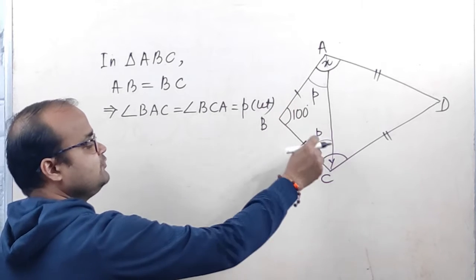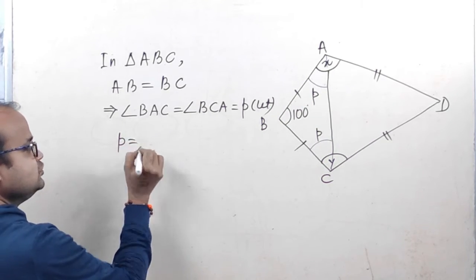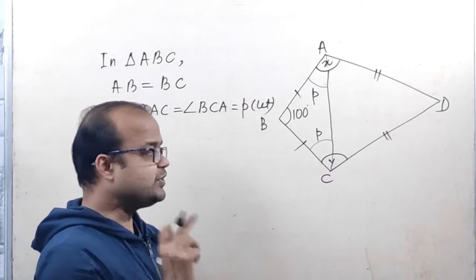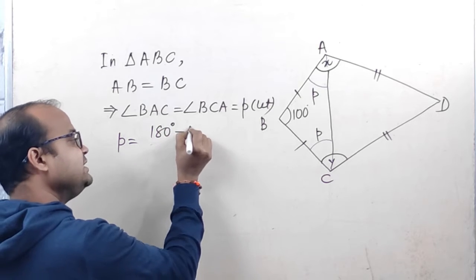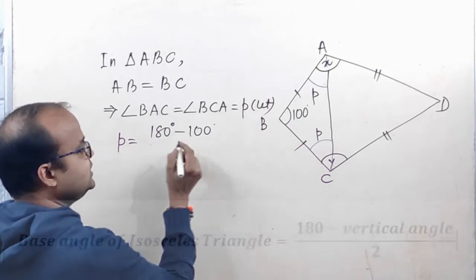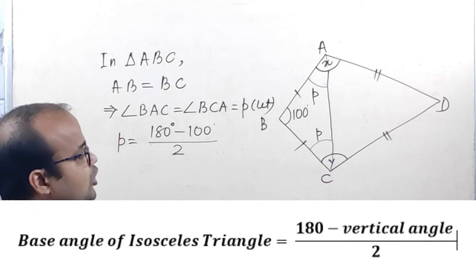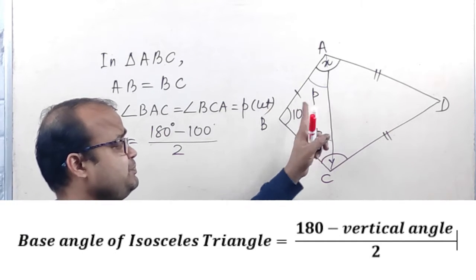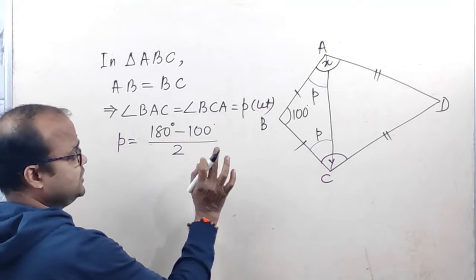So first we find out the value of P here. A shortcut way to find P is 180 degree minus 100, that is the third angle, which is not equal, by 2. Or you can say 100 plus P equals 180 degree. That will also give you the value of P.